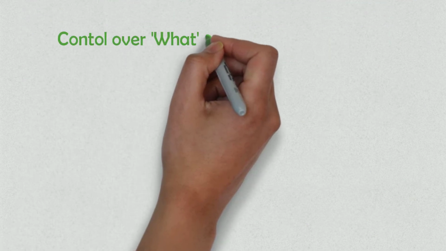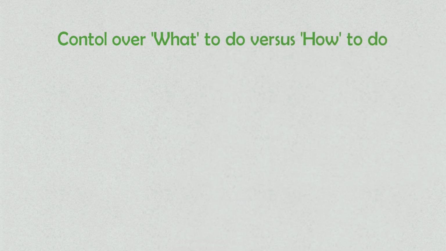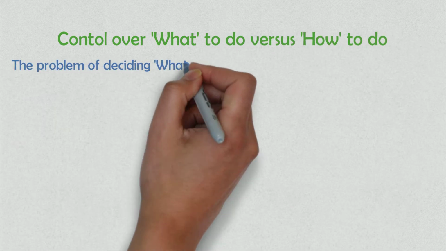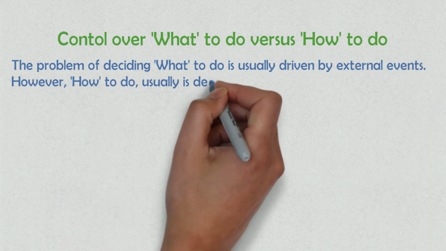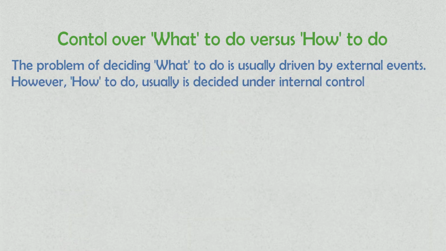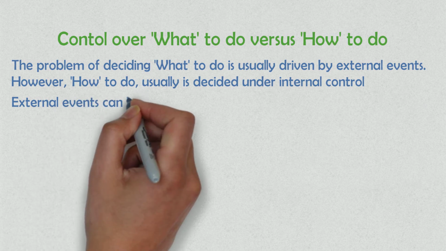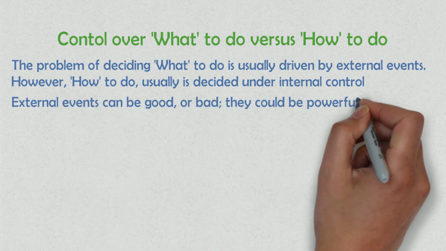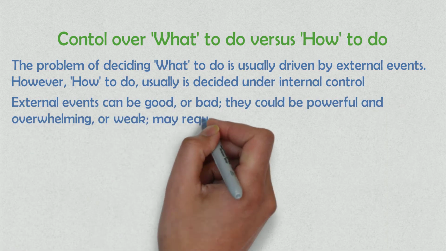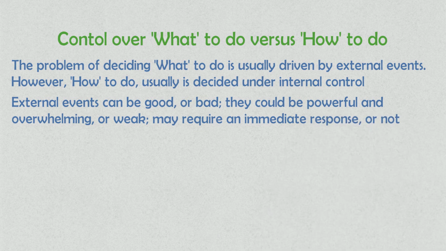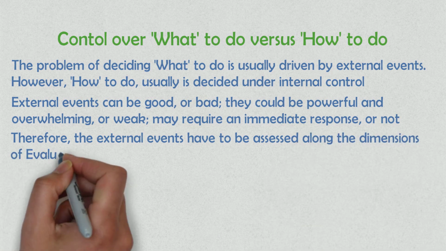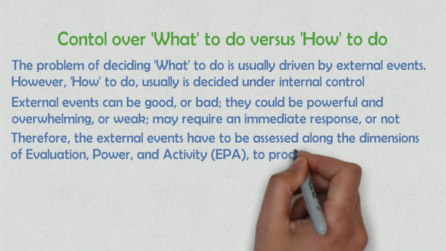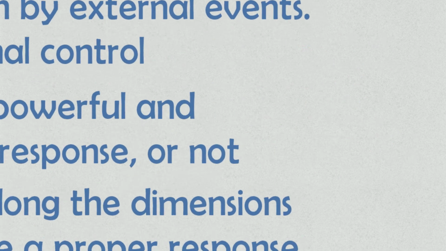Control over what to do versus how to do. The problem of deciding what to do is usually driven by external events. However, how to do, usually is decided under internal control. External events can be good, or bad, they could be powerful and overwhelming, or weak, may require an immediate response, or not. Therefore, the external events have to be assessed along the dimensions of evaluation, power, and activity, EPA, to produce a proper response.